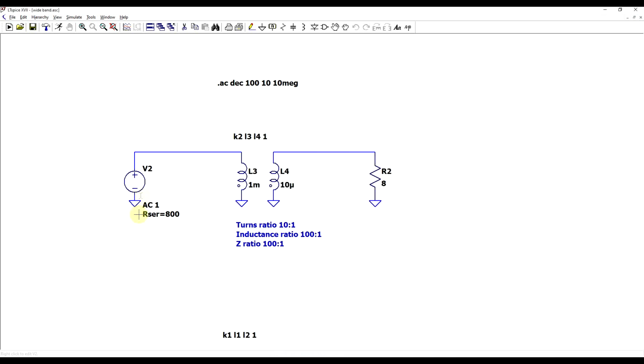So what I prepared here is a setup with a signal source that has an 800 ohm series resistance and the load that is only 8 ohms, so we have a 100:1 impedance ratio, and to interconnect the two, I prepared a transformer that has a 10:1 turns ratio or a 100:1 inductance ratio, so 1 millihenry and 10 microhenry.